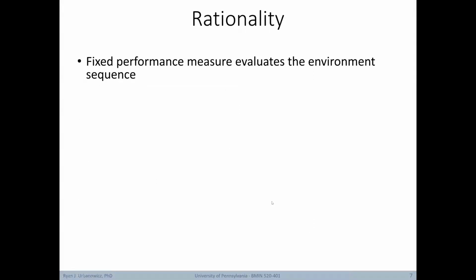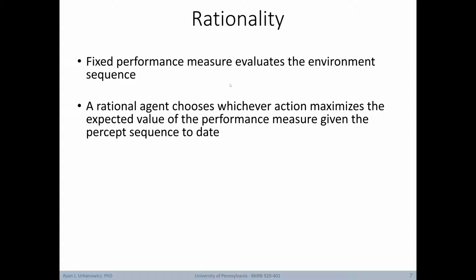Towards understanding agents, let's now talk a little bit about rationality. We learned a little bit about rationality in our introductory lecture to AI. Recall that research in AI can be about making systems that act or think either rationally or humanly. When an agent is being developed, there's usually a fixed performance measure that evaluates the environment sequence. A rational agent chooses whichever action maximizes the expected value of that performance measure given the percept sequence to date.